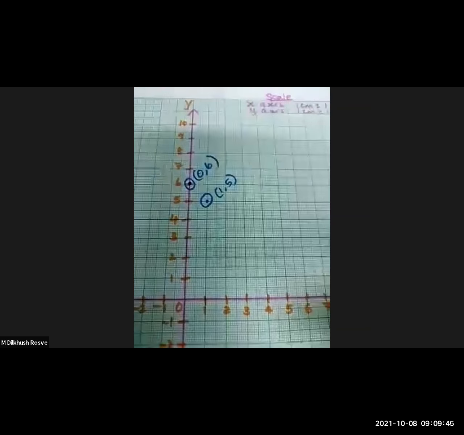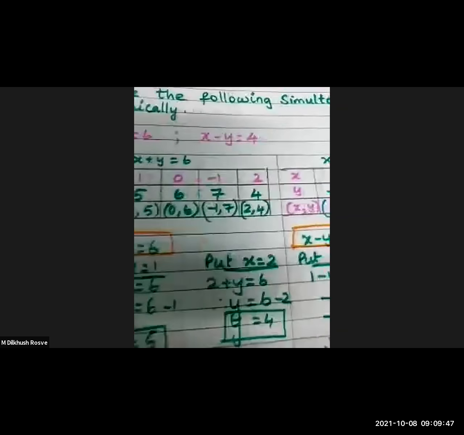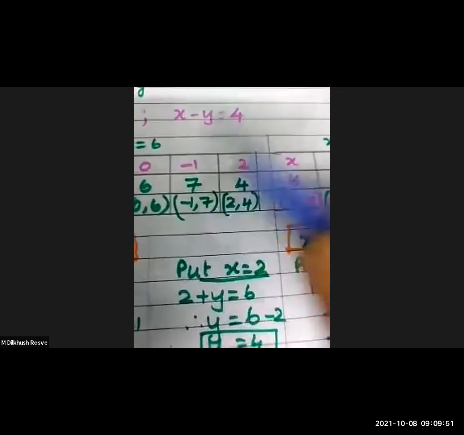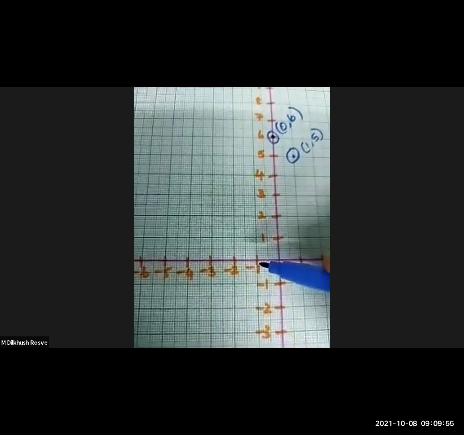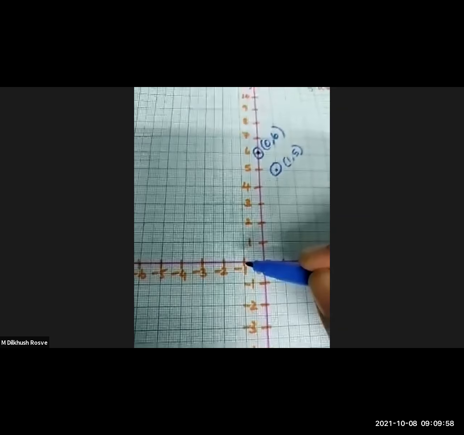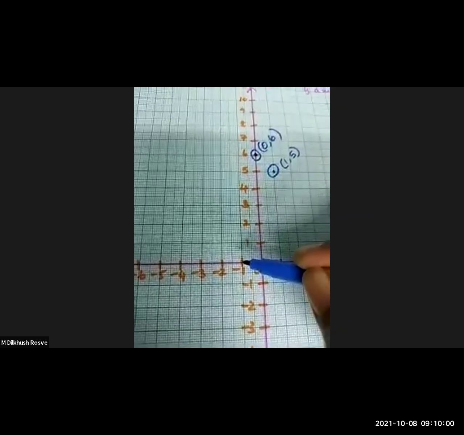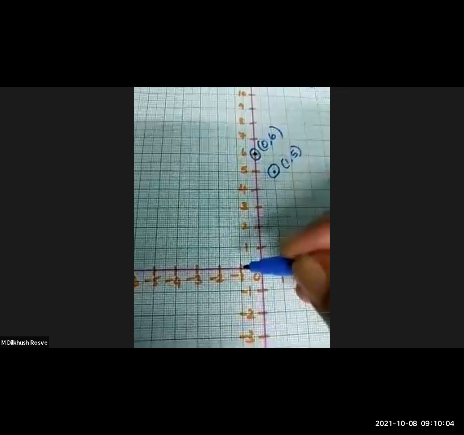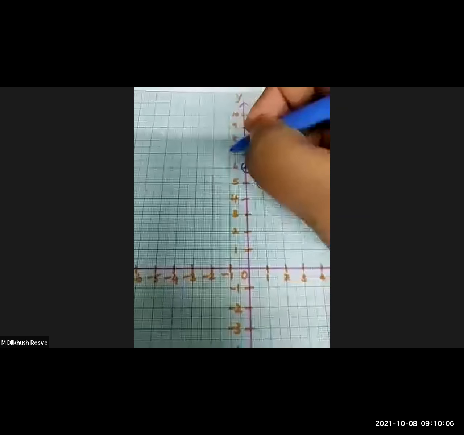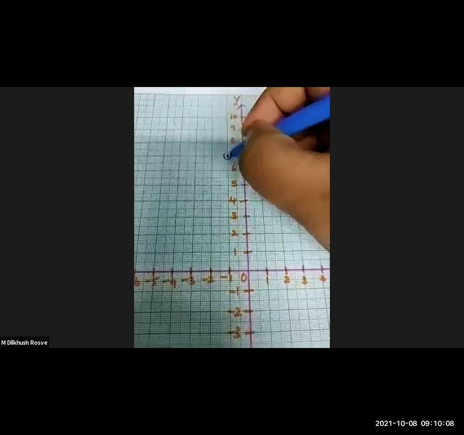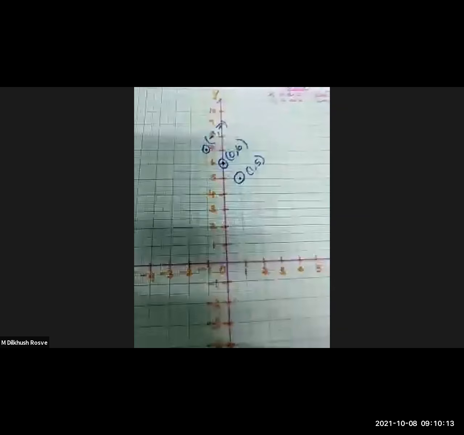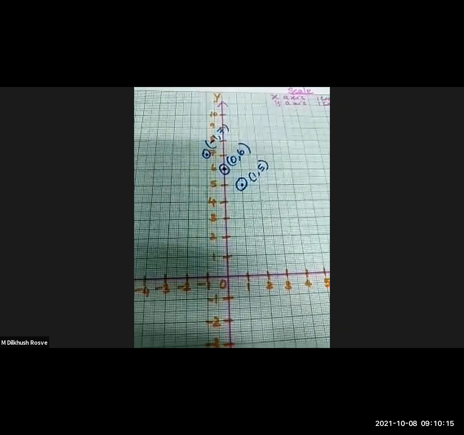Now, what is the third point? It is minus 1, 7. Minus 1, where does it come? Minus 1 is here. Minus 1 and 7. Where will 7 be? Here is 7. Minus 1 and 7, so you will get it over here. So minus 1, 7. Is it clear?